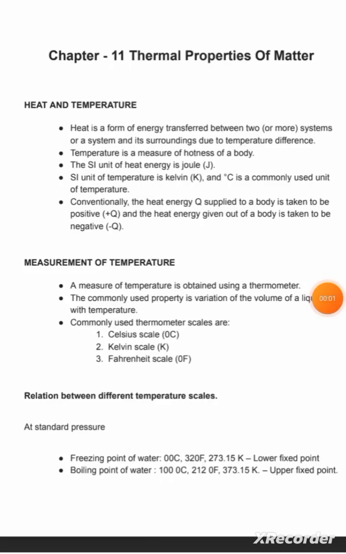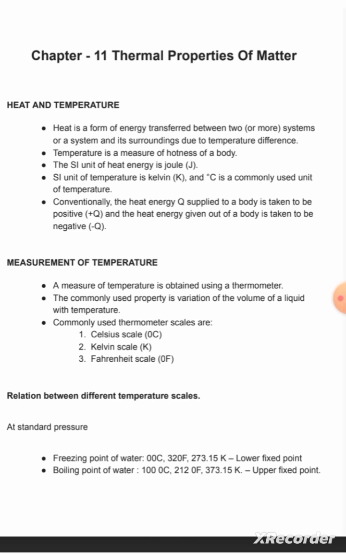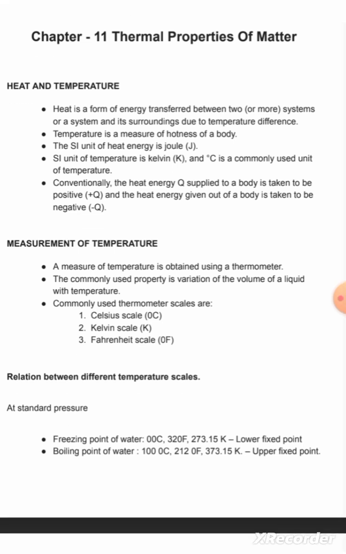Now we'll study about thermal properties of matter, heat and temperature. Heat is a form of energy transferred between two systems or a system and its surrounding due to temperature difference. Temperature is a measure of hotness of a body. SI unit of heat energy is Joule. SI unit of temperature is Kelvin, and degree Celsius is commonly used unit of temperature.